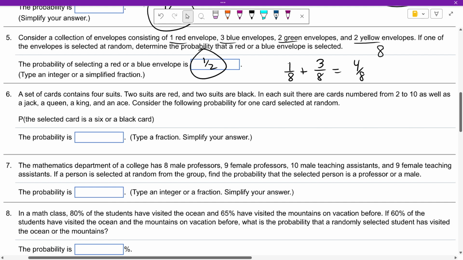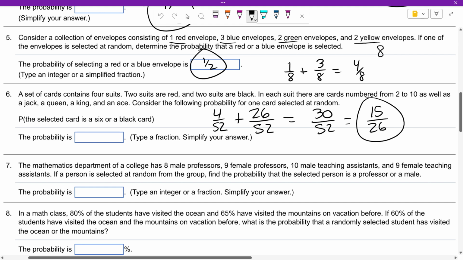How many 6s are there in a deck of cards? 4. 4 out of the 52 are 6s. Plus, how many black cards are there in a deck of cards? 26 out of the 52. So, there's 30 out of 52. If you divide them by 2, you've got a 15 out of 26 chance of drawing either a 6 or a black card.